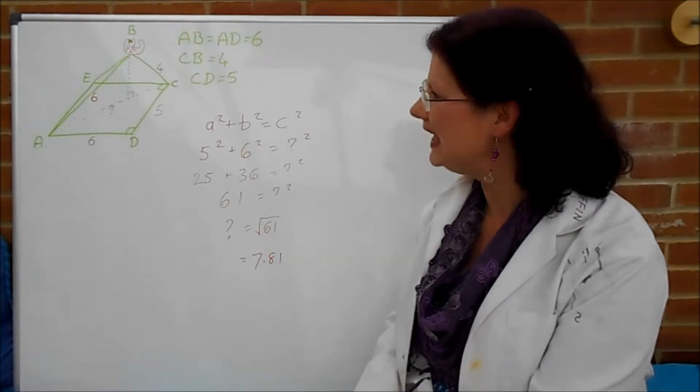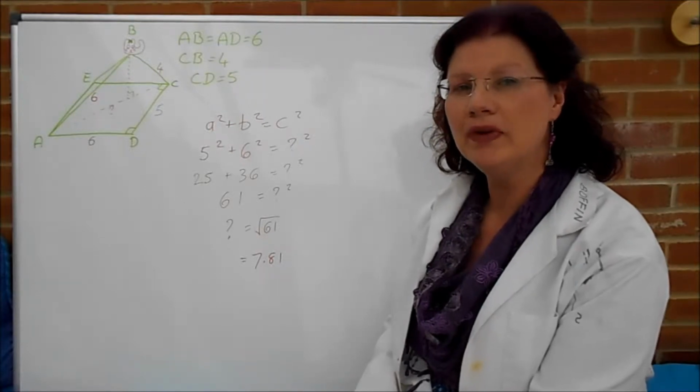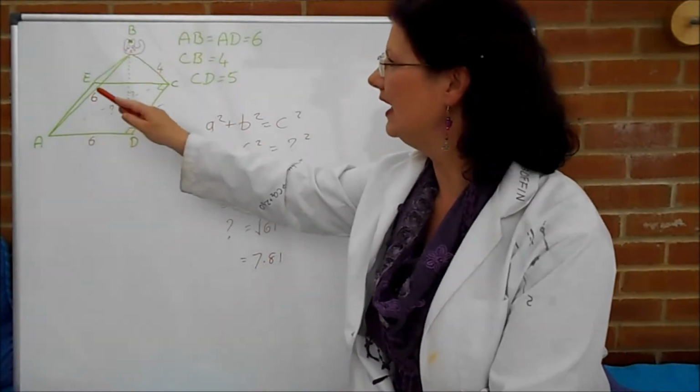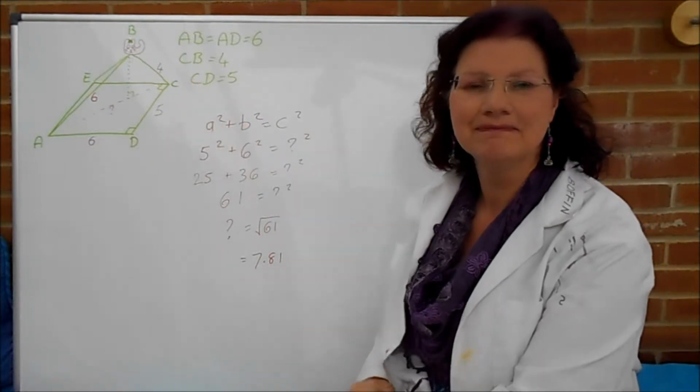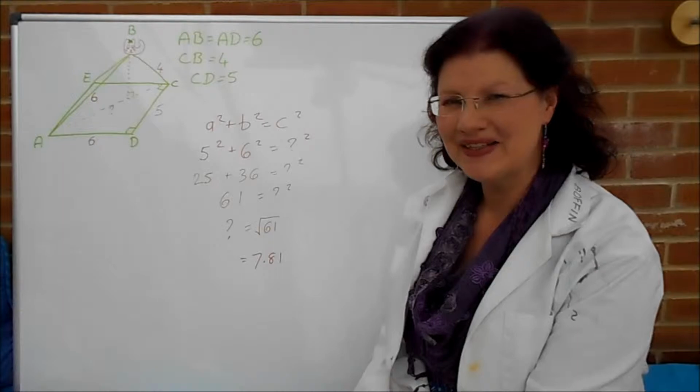Now for part B, I'd like to know, please, the angle at the top of the triangle, angle ABC. So for part B, find the angle ABC, and I'll come back and do that with you in a minute.